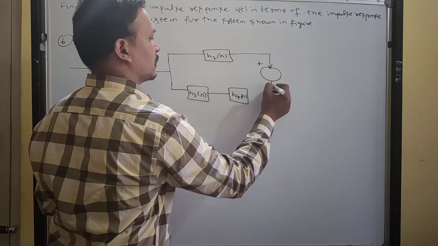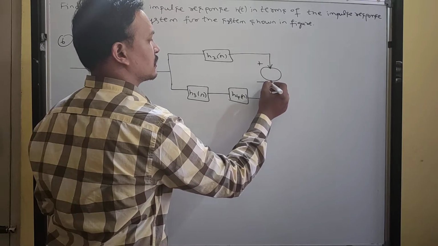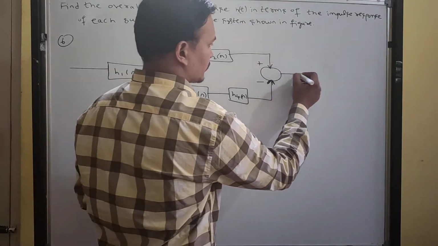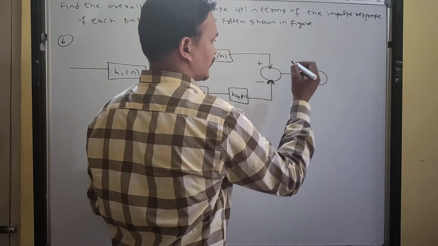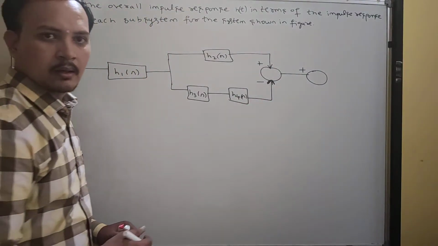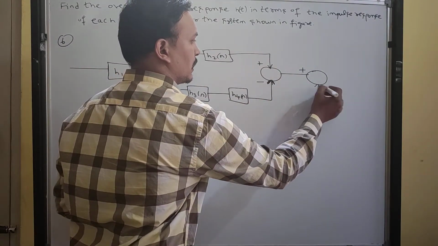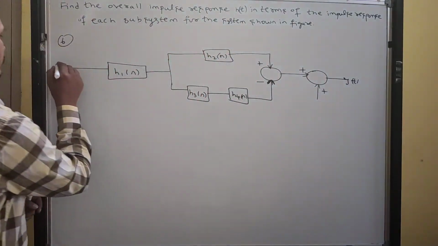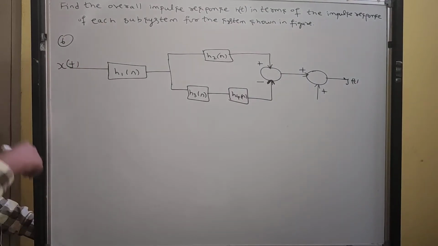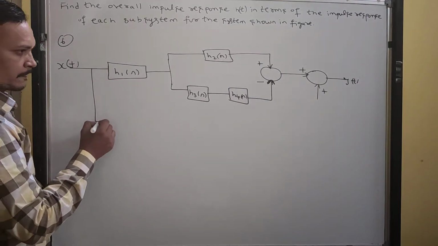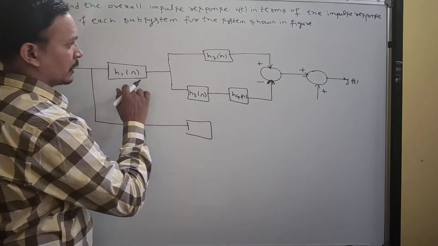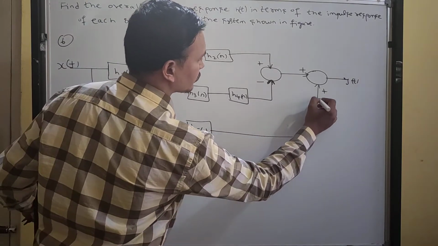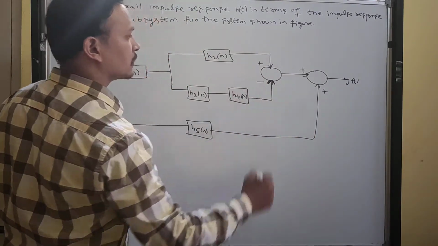Here I will take a symbol. This is plus, and on this side I am taking minus. Then I will write another symbol. Plus is plus there, and on this side also I am taking plus, and this is output Y of n. Input X of n. Now I will take H5 of n, so that will be connected here.